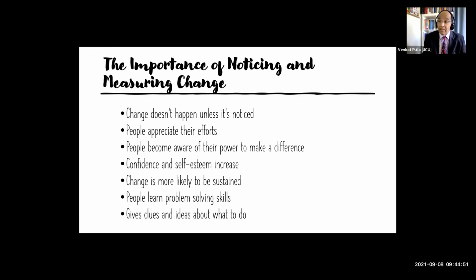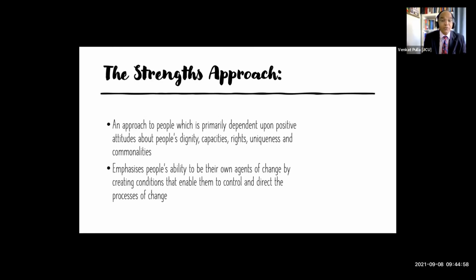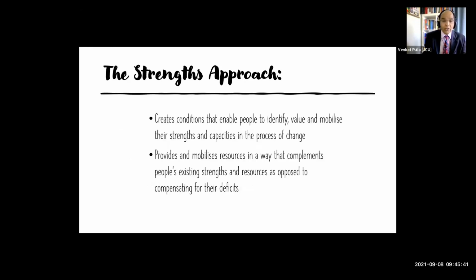What else happens? People learn problem-solving skills. They start giving clues and ideas about what to do. So the strengths approach to people is dependent upon a positive attitude about people's dignity, their capacity, their rights, and uniqueness and commonality. So when we started off earlier, we said people know what to do. People know what solutions they have for each of the problems. This is now an extension on that. People are their own agents of change. They can create conditions that enable them to control and direct the process of change and therefore direct their future.